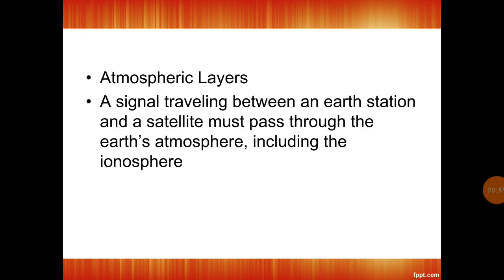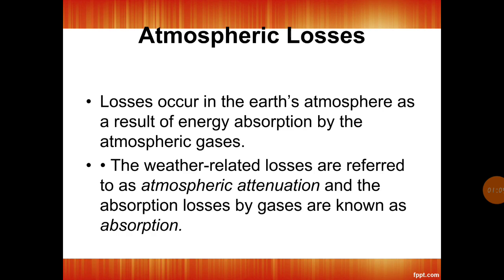The signal traveling between the Earth station and the satellite must pass through the Earth's atmosphere, including the ionosphere. The atmospheric loss should be considered. The losses occur in the Earth's atmosphere as a result of energy absorption by atmospheric gases.